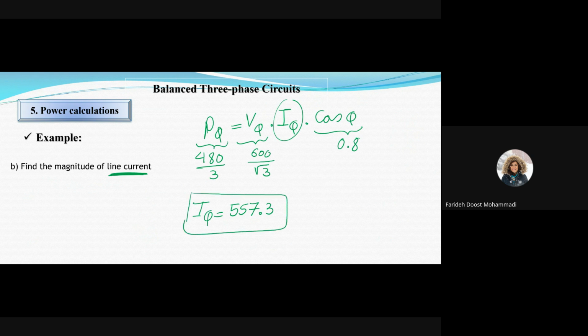Because it's asking for only the magnitude, this is the correct answer. But if it was asking for line current, with nothing in terms of magnitude, this would not be an acceptable answer. What is the reason? Why can I not use this equation in order to solve for the line current?